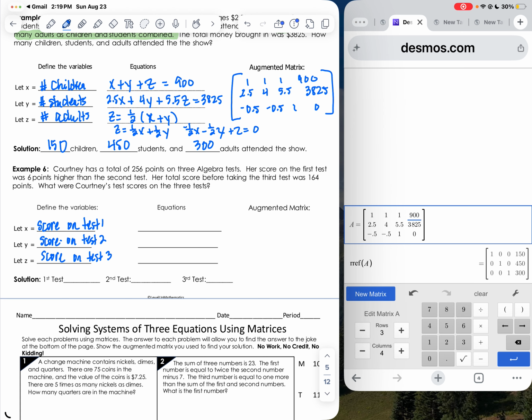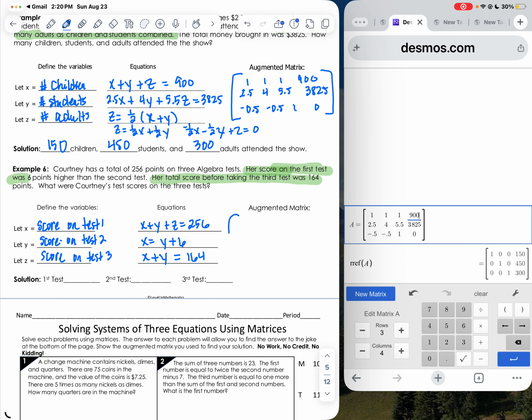Now I know she has a total of 256 points, so X plus Y plus Z equals 256. Now let's see what else I know. Her score on the first test was, so X equals 6 points higher than the second test. So the second test was Y, and we want 6 more than that, so plus 6. All right, our next information says her total score before taking the third test was 164. So I know the first test plus the second test was equal to 164.